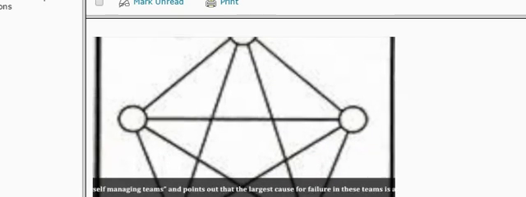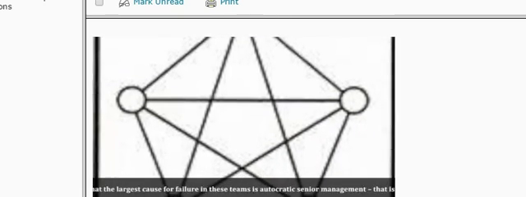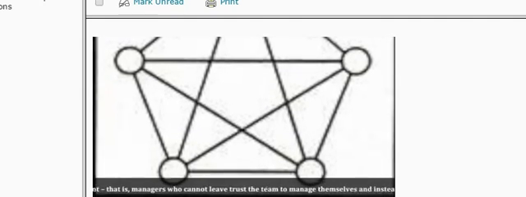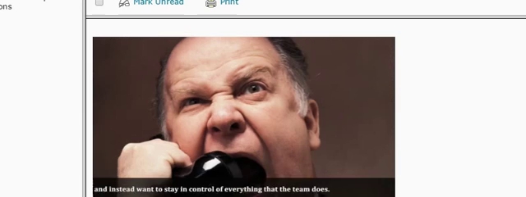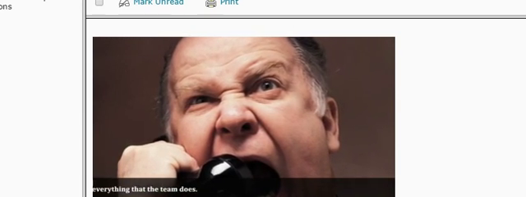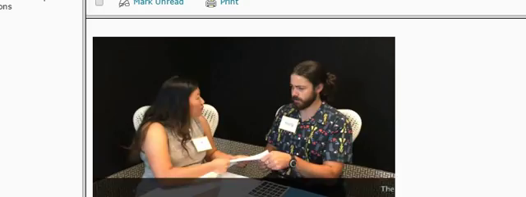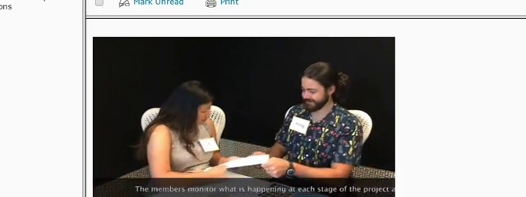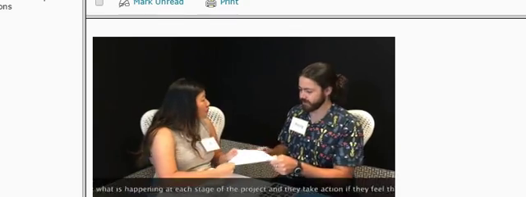Hitt et al. call these self-managing teams and point out that the largest cause for failure in these teams is autocratic senior management. That is, managers who cannot leave the team alone and trust them to manage themselves. Instead, autocratic managers want to stay in control of everything that the team does. Members monitor what is happening at each stage of the project, and they take action if they feel they are best placed to do so.